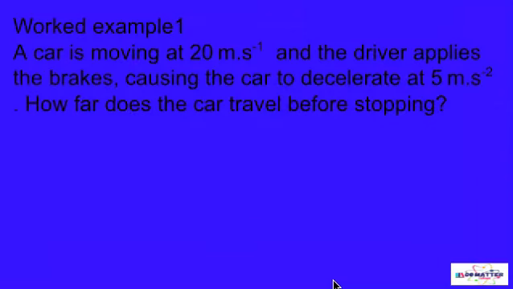Let's do that through a worked example. A car is moving at 20 meters per second and the driver applies the brakes, causing the car to decelerate at 5 meters per second squared. How far does the car travel before stopping? We are given the initial velocity, which is 20 meters per second, and the acceleration, which is negative 5 meters per second squared, and we are asked to calculate the distance covered.